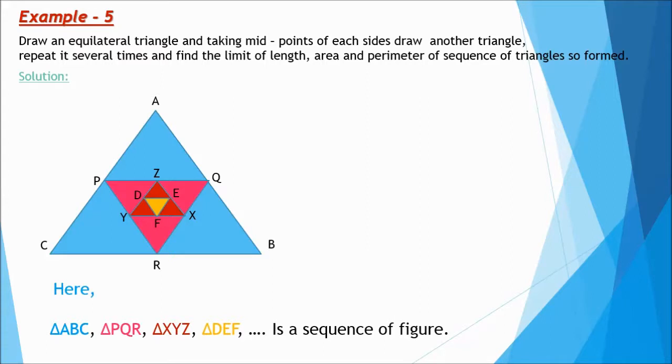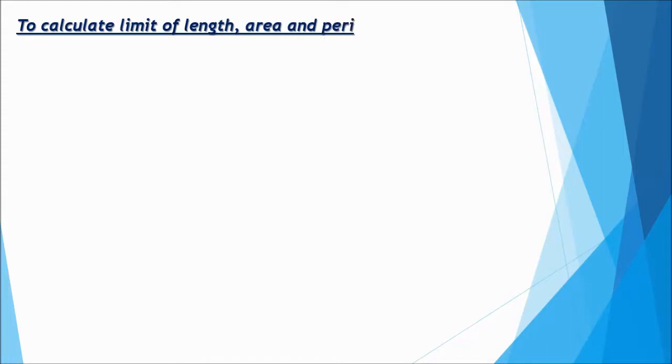This entire solution will be in table form. Now you can pause the video and draw, and we can quickly move to calculate the limit of length, area, and perimeter on the sequence of triangles. We can easily calculate. First we have to remember the formula to calculate the area of an equilateral triangle, and the formula to find the perimeter of an equilateral triangle. Just recall it. You have studied it in class 8.